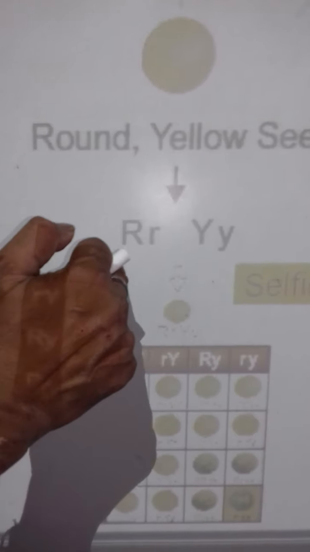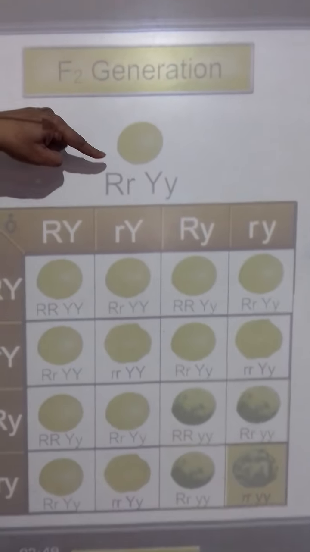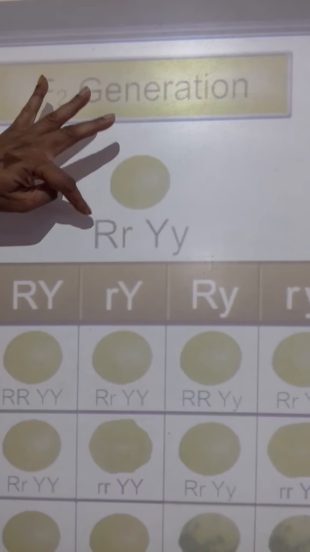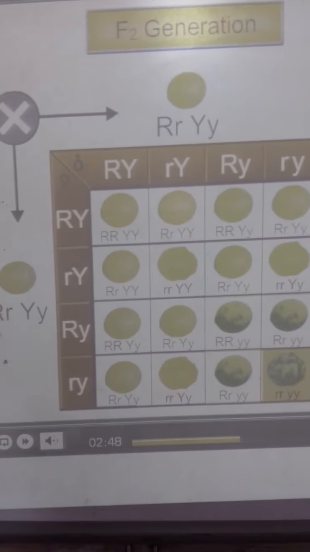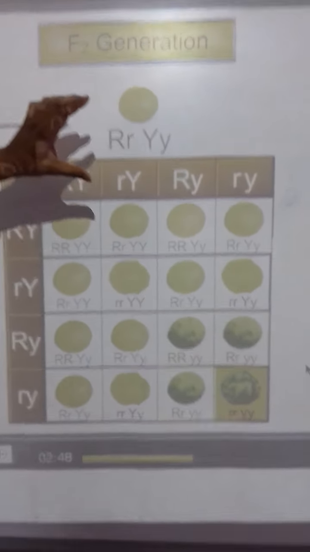Now what we do is, like in the monohybrid cross, as we have done the selfing, again we do the selfing. Let us see what we do in the selfing. Selfing means we are crossing with the same type of genotype, that is capital R small r, capital Y small y, into capital R small r, capital Y small y. That means the same genotype is being crossed.